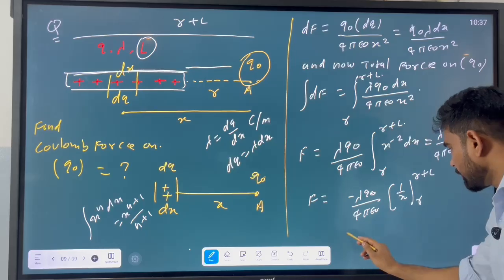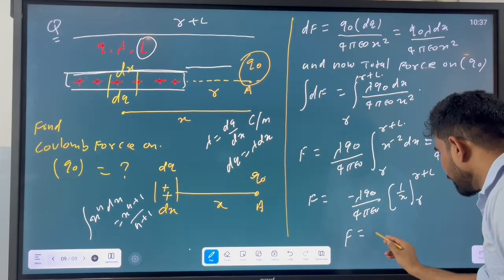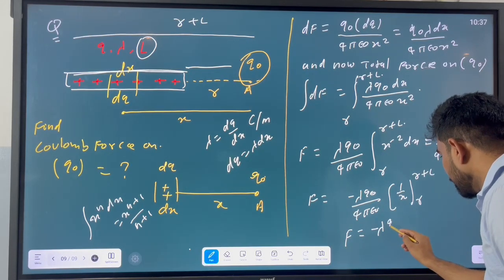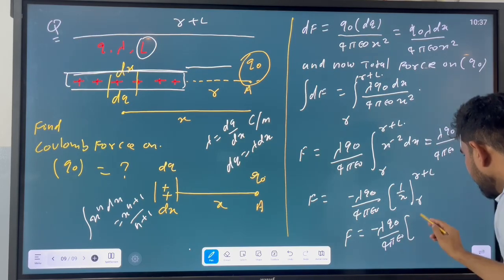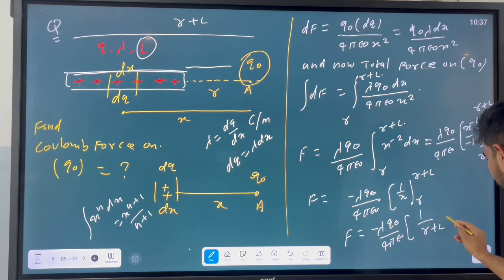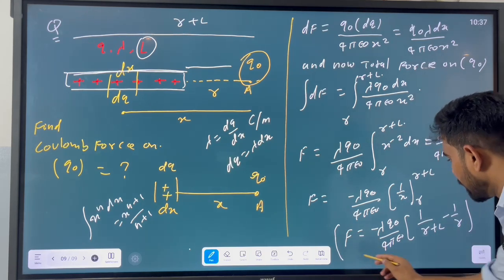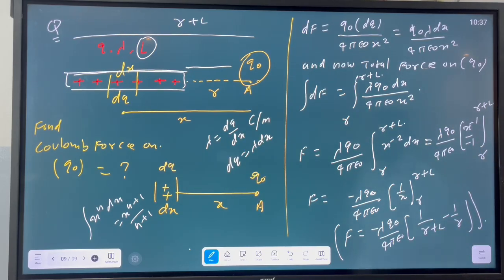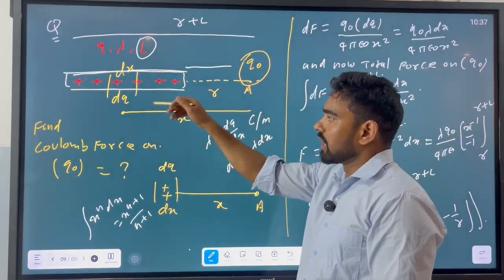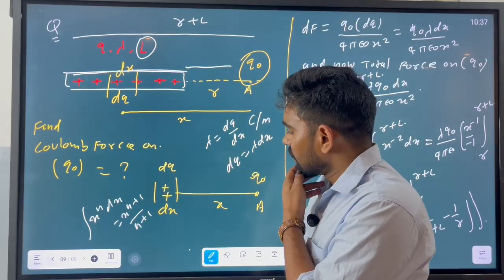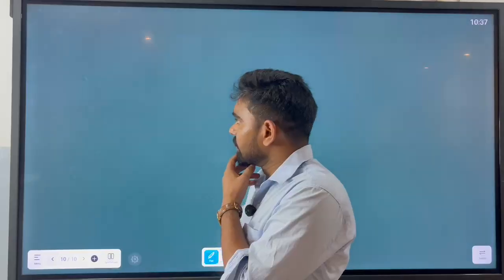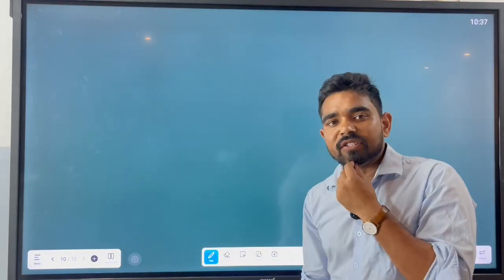Using the limit, we get the value of the Coulomb force: minus lambda q naught divided by 4 pi epsilon naught, times (1 by r plus l minus 1 by r). This is the value of the Coulomb force according to the given situation, logic and concept. Now we will discuss the next numerical problem of the JEE Mains exam.